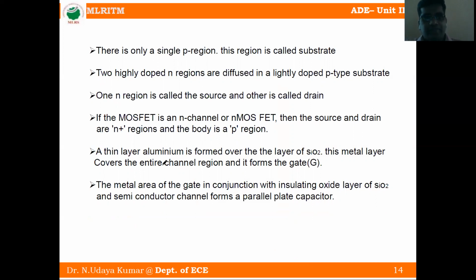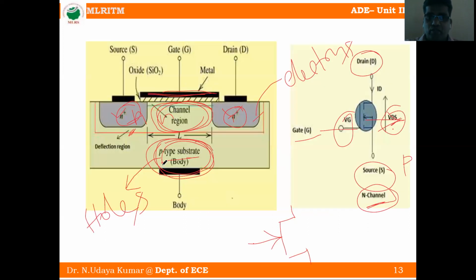What is the second point? Two heavily doped N regions are diffused in a lightly doped P-type substrate. Here, two heavily doped N regions. N plus means heavily doped. Two N regions are diffused into the P-type substrate. Diffused means inserted into the P-type substrate. So this whole box we call a P-type substrate. One N-type material is diffused into the P-type substrate, and on the right side the other N-type material is diffused into the P-type substrate.